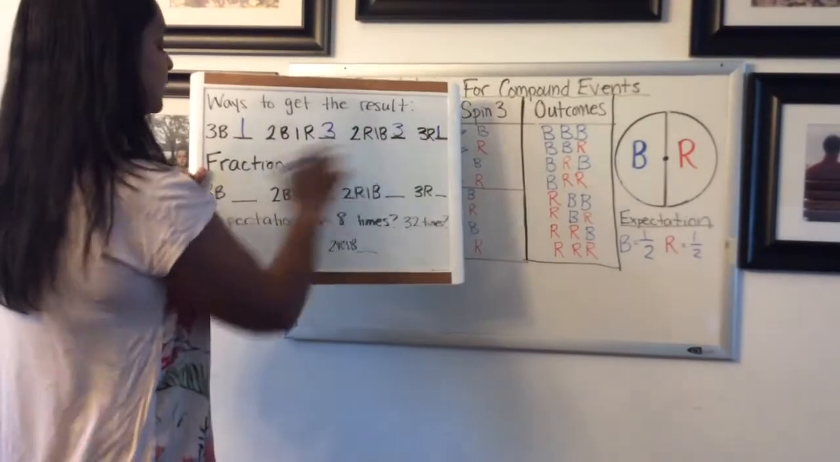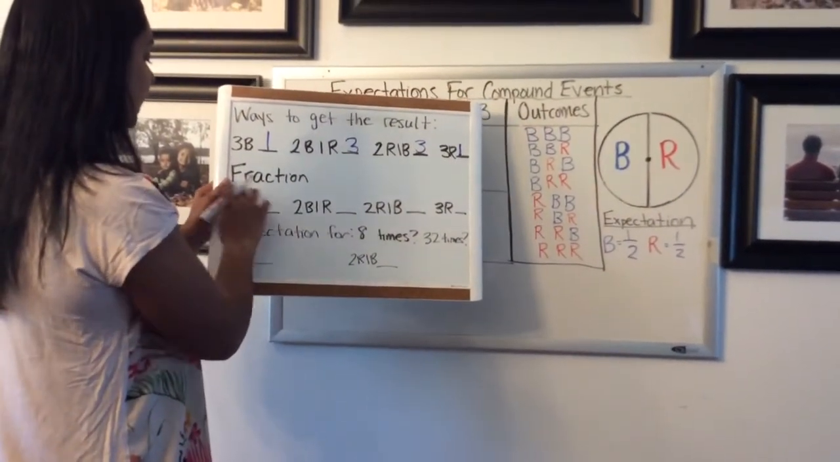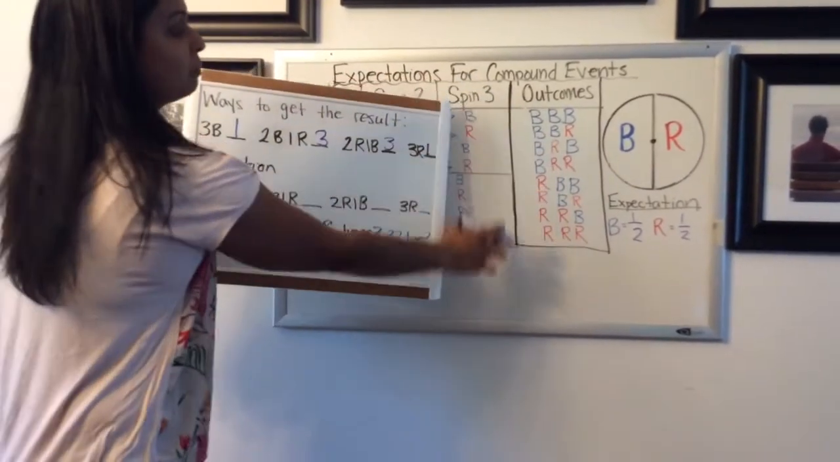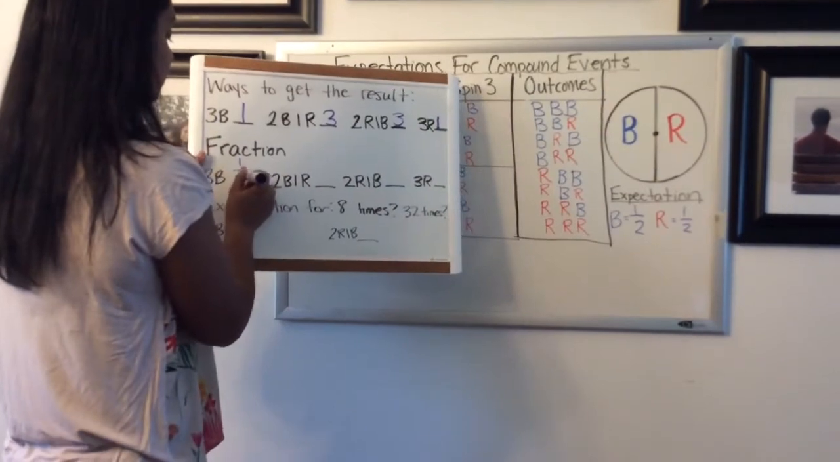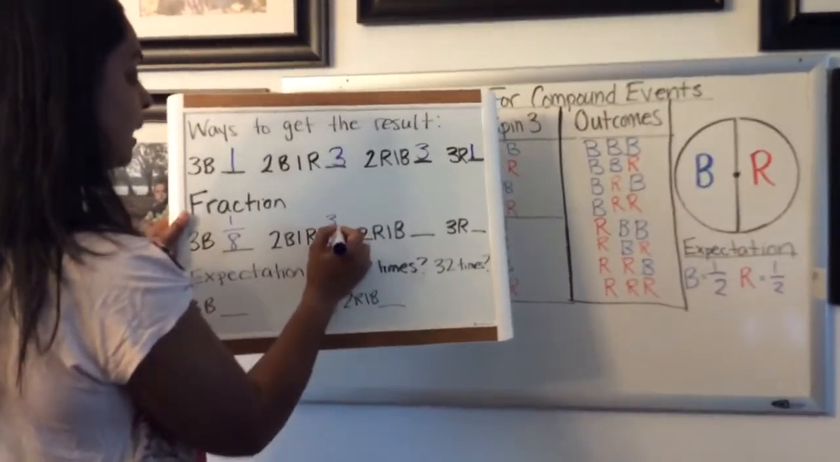Okay, so then it might ask you for this fraction, which is like our probability fraction. So turning these numbers now into fractions. What fraction of the time would you expect to land on 3 blues? 1 out of, and then I have to get my total outcomes, 8, so that's your denominator. 1/8. For 2 blues and a red, that was 3 times out of 8.